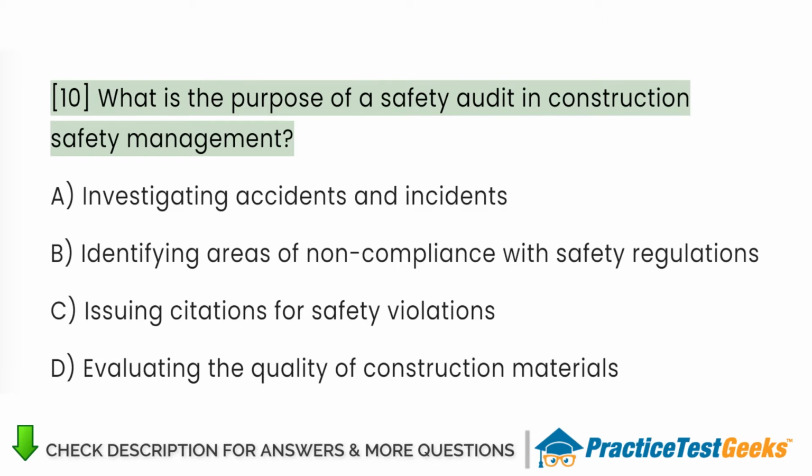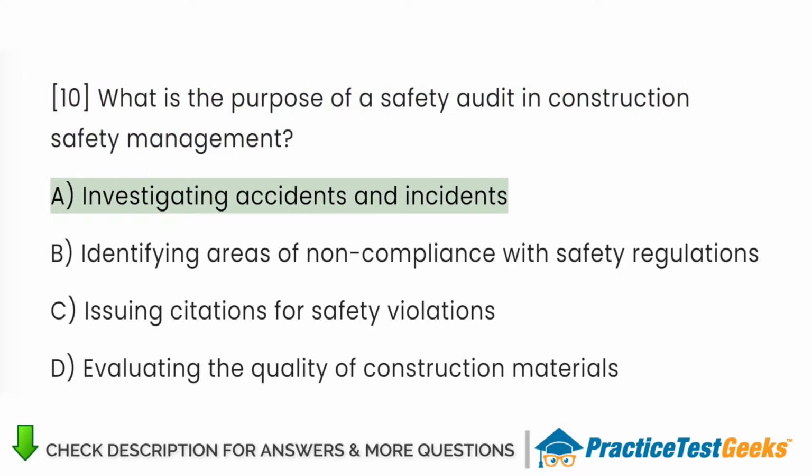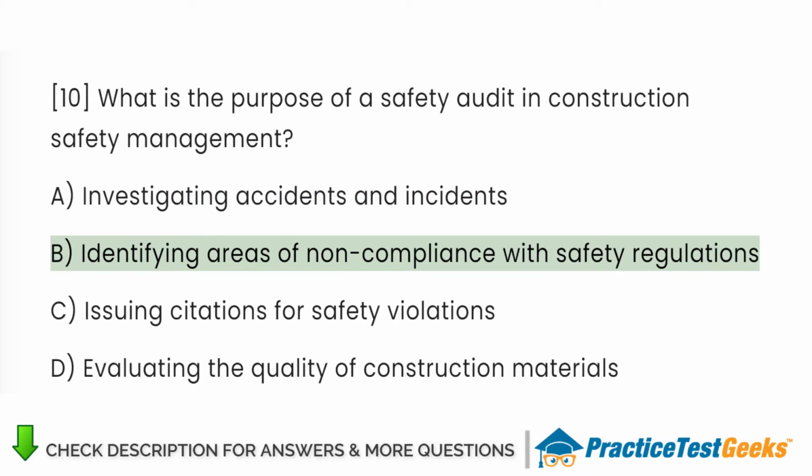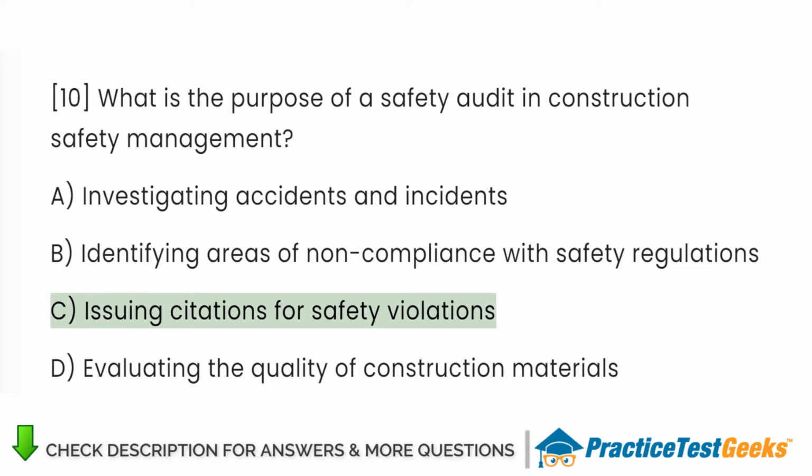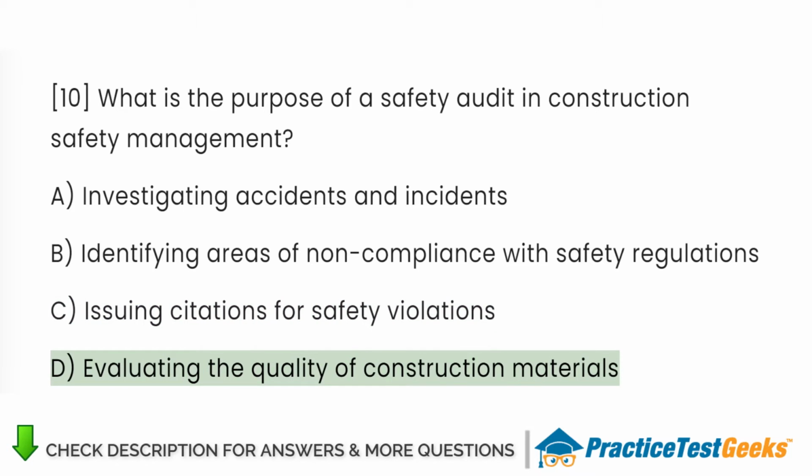What is the purpose of a safety audit in construction safety management? A. Investigating accidents and incidents. B. Identifying areas of non-compliance with safety regulations. C. Issuing citations for safety violations. D. Evaluating the quality of construction materials.